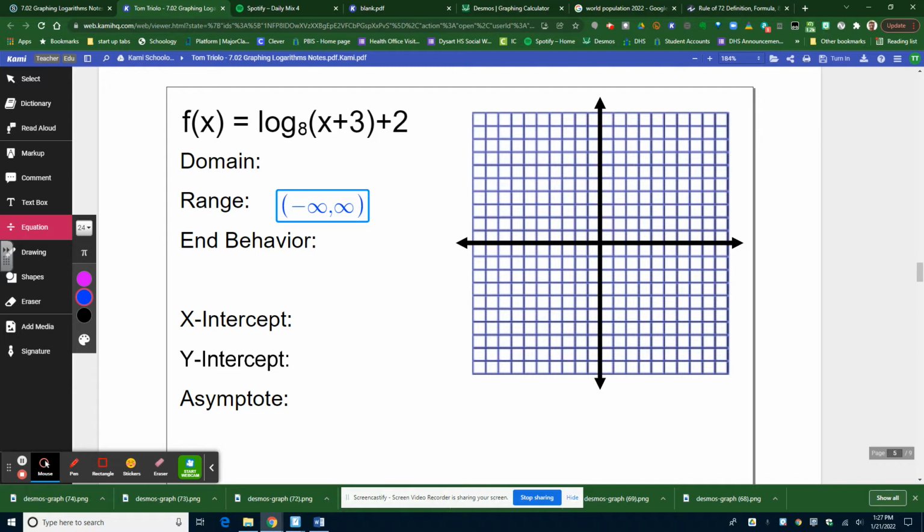For domain, remember we can't have negatives, right? So then we go back to domain and we set up this little inequality.